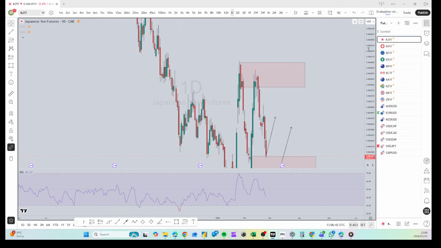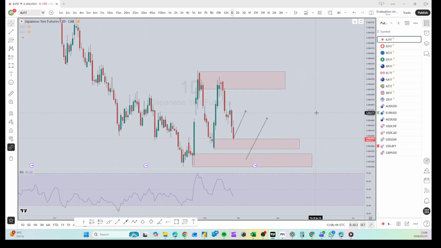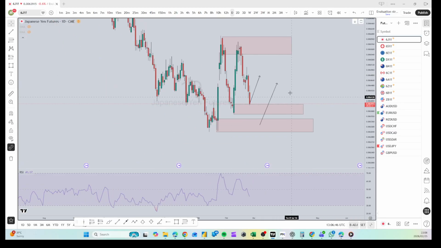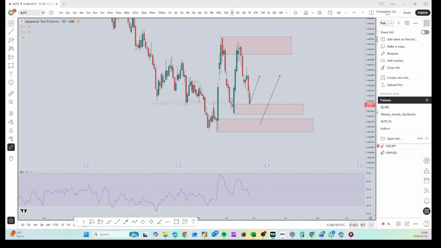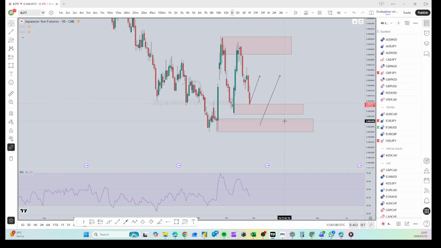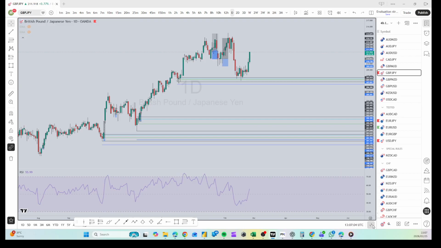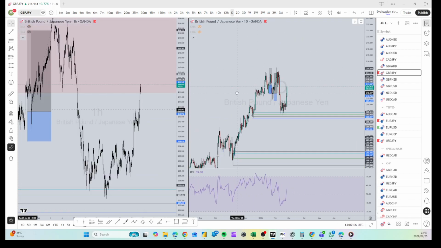So this is the rationale from the futures point of view. Now let's see how we're going to anticipate this trade on the CFDs. If we go right here on the CFDs, let's start with the pound.